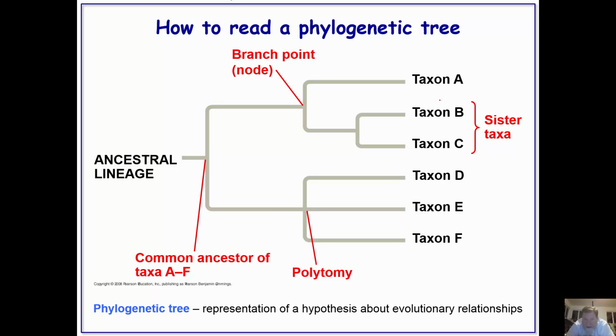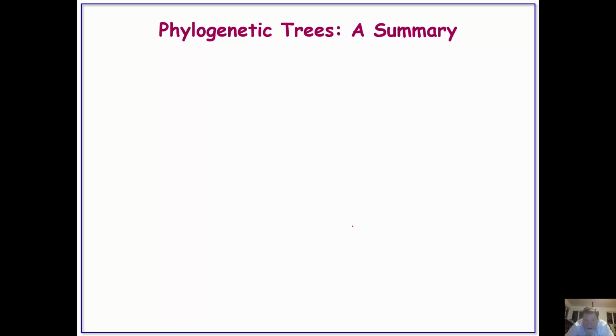Again, when we look at a phylogenetic tree, the individuals that share a most recent ancestor are what we call sister taxa. Where two or more branches split out is what we call a node. And then we have our ancestral lineage. A polytomy is one that has many sister taxa. You just don't have one or the other. And again, this is a representation of a hypothesis of the evolutionary relationships. And that's basically all that it's looking at.